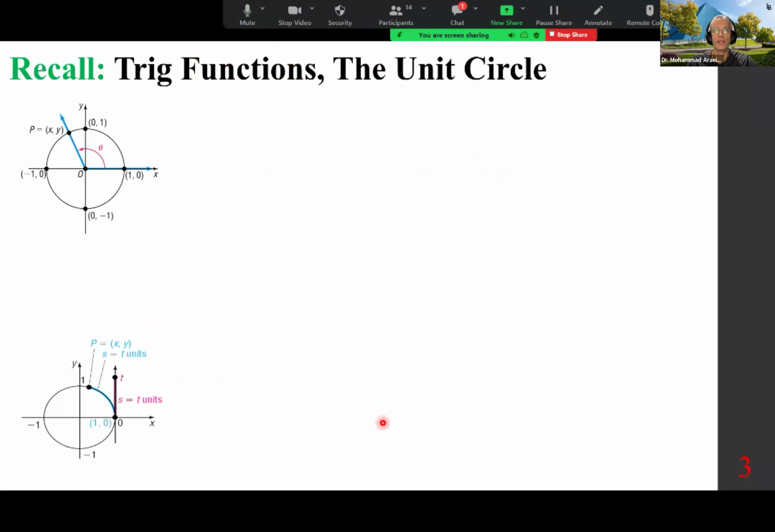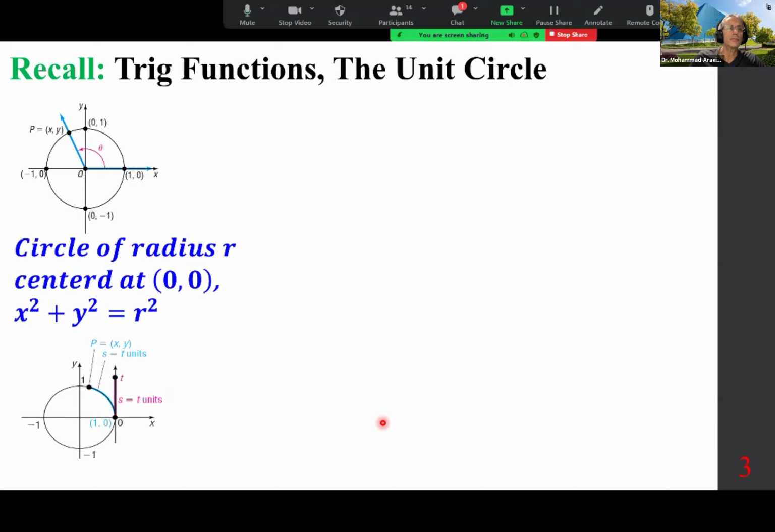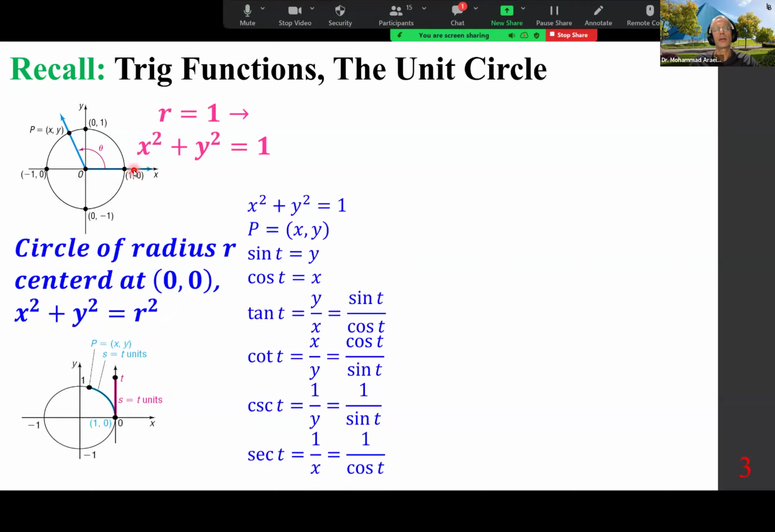Reminding everyone of what we have learned, a unit circle versus a general format, x squared plus y squared equals r squared, centered at 0, 0. When the radius is 1, it gives rise to the unit circle. And with that in mind, x squared plus y squared equals 1. A pair has coordinates x comma y. Y represents the sine, x represents the cosine function, and the rest basically follow. Tangent is y over x, which is the ratio of sine over cosine. The rest of them are reciprocal of the others.